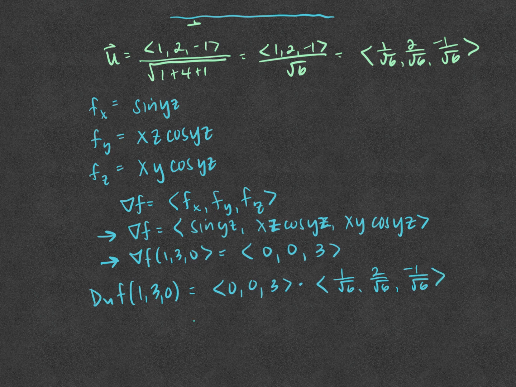Now when you do the dot product, you get 0 plus 0 plus negative 3 over the square root of 6. So the directional derivative is negative 3 over the square root of 6. So this directional derivative is negative, and it is decreasing in the direction of v.